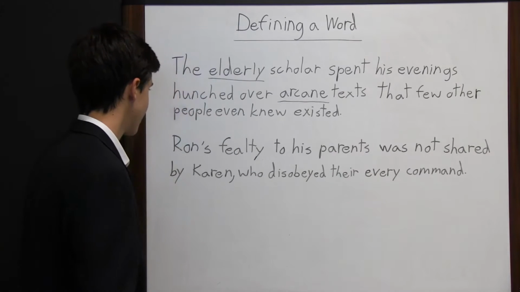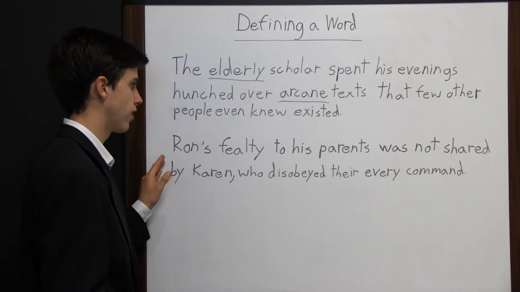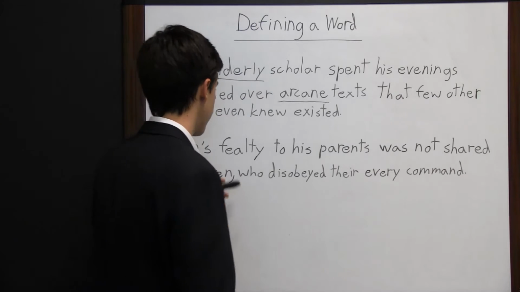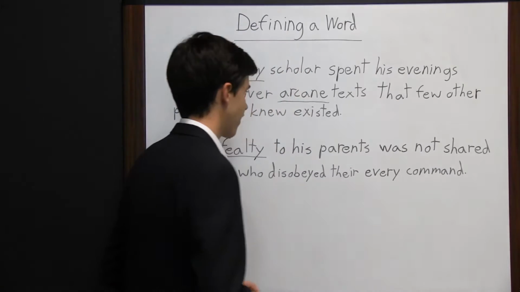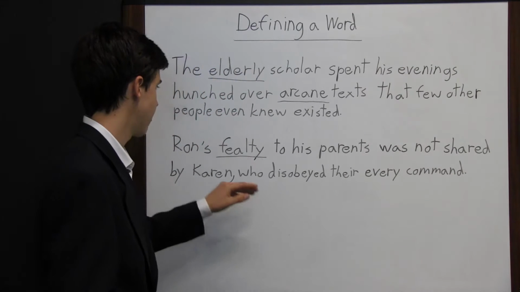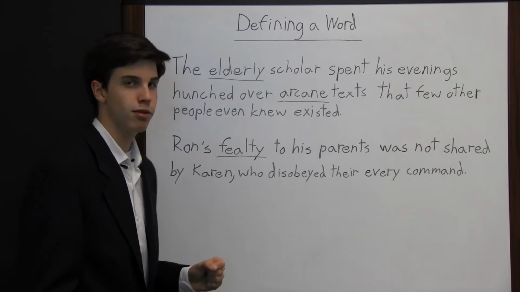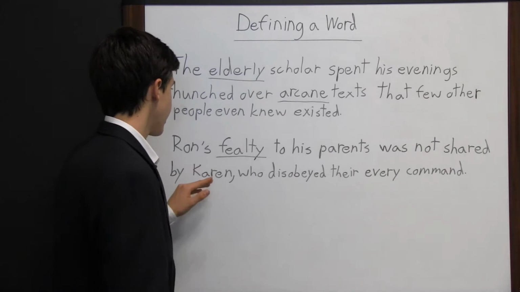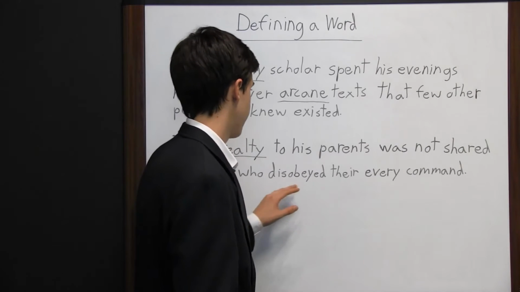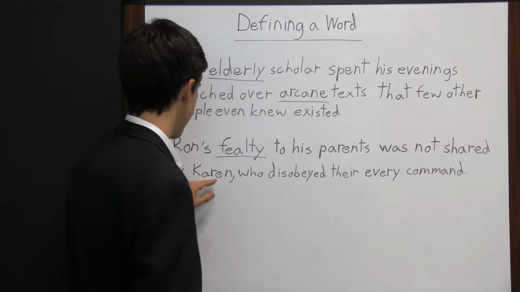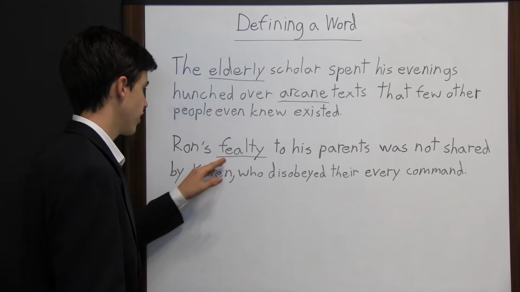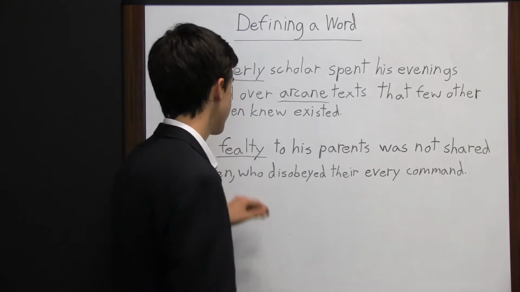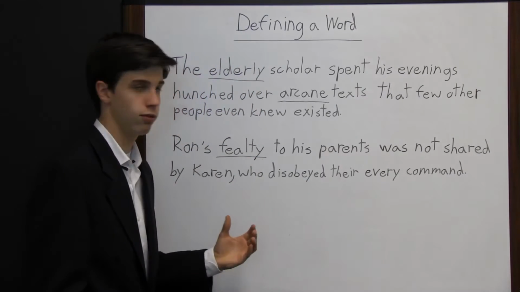This next sentence says, Ron's fealty to his parents was not shared by Karen, who disobeyed their every command. Now you'll notice here that there's not very many words that tell us the definition of fealty. Instead, we see words that tell us what fealty is not. Because here it says, Karen who disobeyed their every command. Here, Ron is being contrasted with Karen. So if fealty is not disobeying their every command, then fealty must mean obeying or being faithful to.